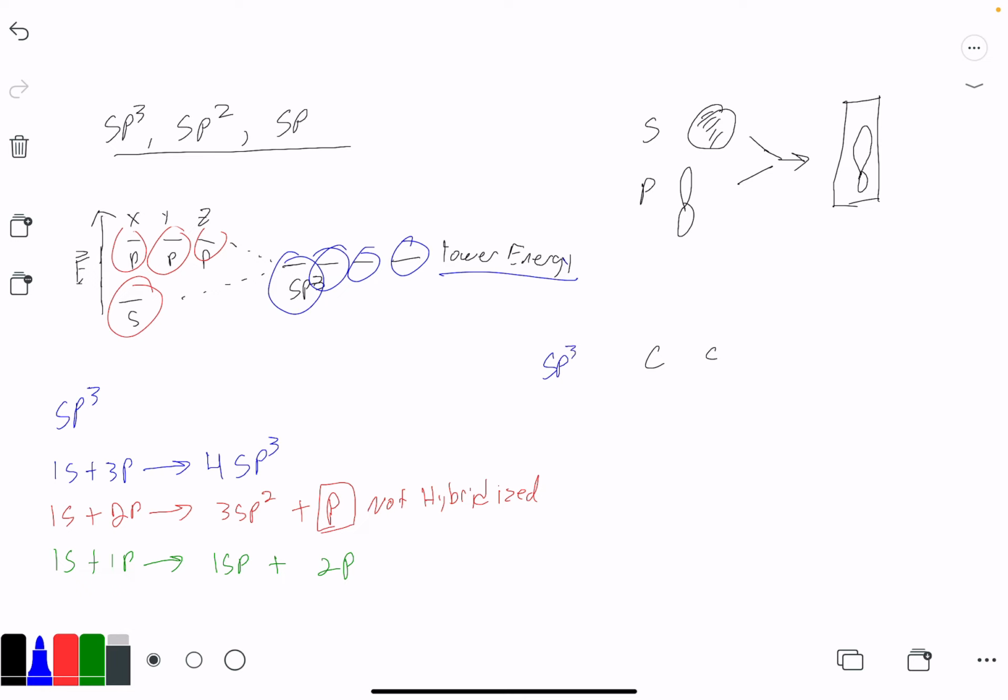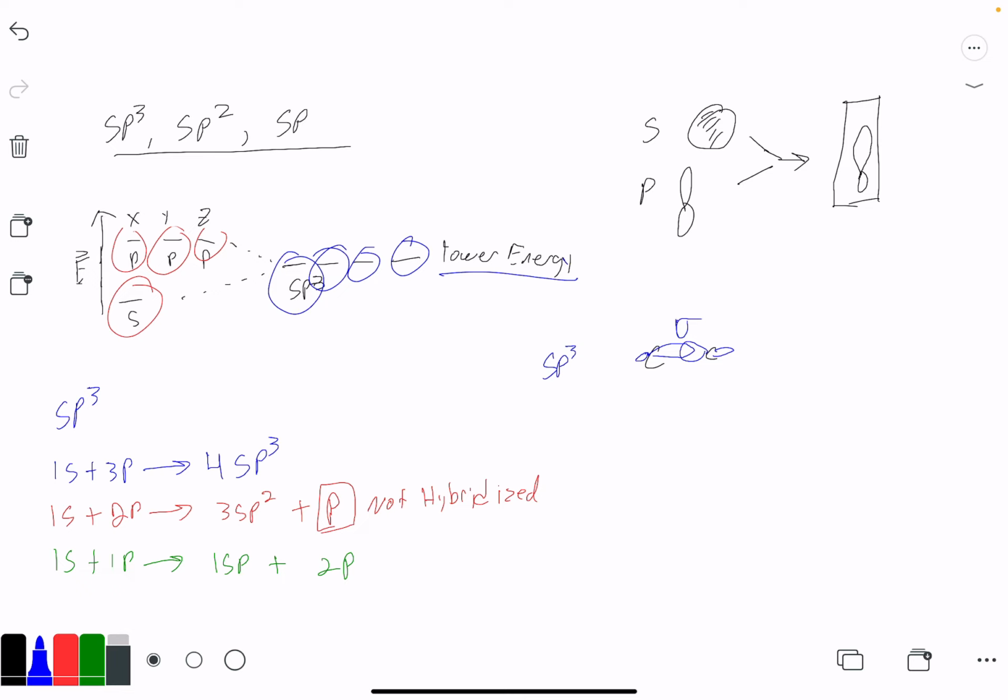Okay, it would look something like this. We would have our little lobe back here, our big lobe, a big lobe here, and a little lobe. These are overlapping head to head. And when orbitals overlap head to head, you get what's known as a sigma bond. So we get a sigma bond.